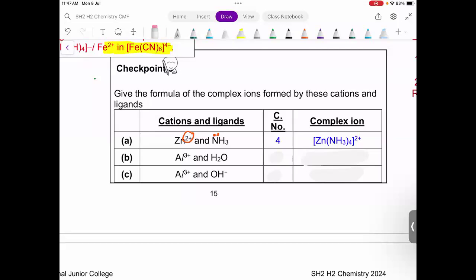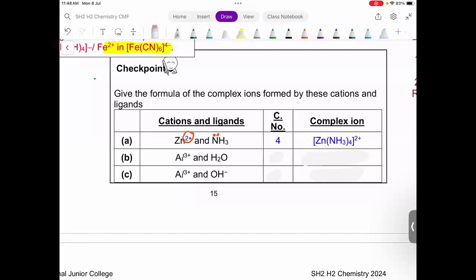I'm going through the answer to checkpoint 3. Then you miss out on checkpoint 3. Can you follow in pace first? Okay, so how about the next part?